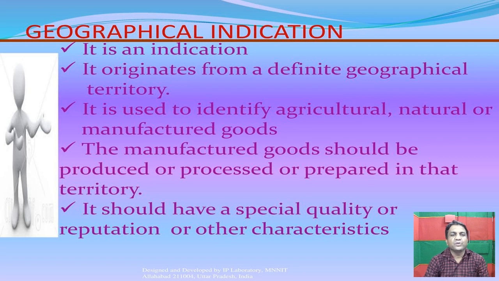The first is the introduction to geographical indication. What is the meaning of a geographical indication? In IPR, in short, it is referred to as a GI, that is, geographical indication. It is an indication that originates from a definite geographical area or territory. Basically, the GI is used to identify agricultural, natural, or manufactured goods. The manufactured goods should be produced, processed, or prepared in that territory or region.